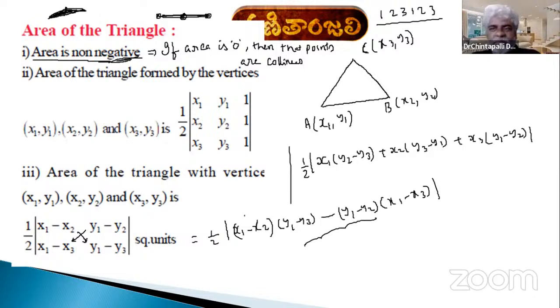Sometimes, to prove that the given points are collinear, we use this concept: area is 0. For example, instead of x1, y1, x2, y2, x3, y3, one unknown is given in the three vertices, that means a comma b or p comma q or lambda, whatever it may be. We may be asked to find that unknown using the concept that these three points are collinear. Then we use any of the area formulas and equate it to 0 to get that unknown, right?